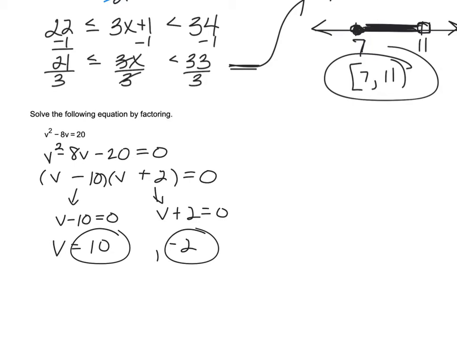Okay, so in Pearson, when you're filling this in on the test, it'll be like this and just leave a spot, so you can just do 10 comma negative 2. And it doesn't matter what order. Okay, that's solving by factoring.